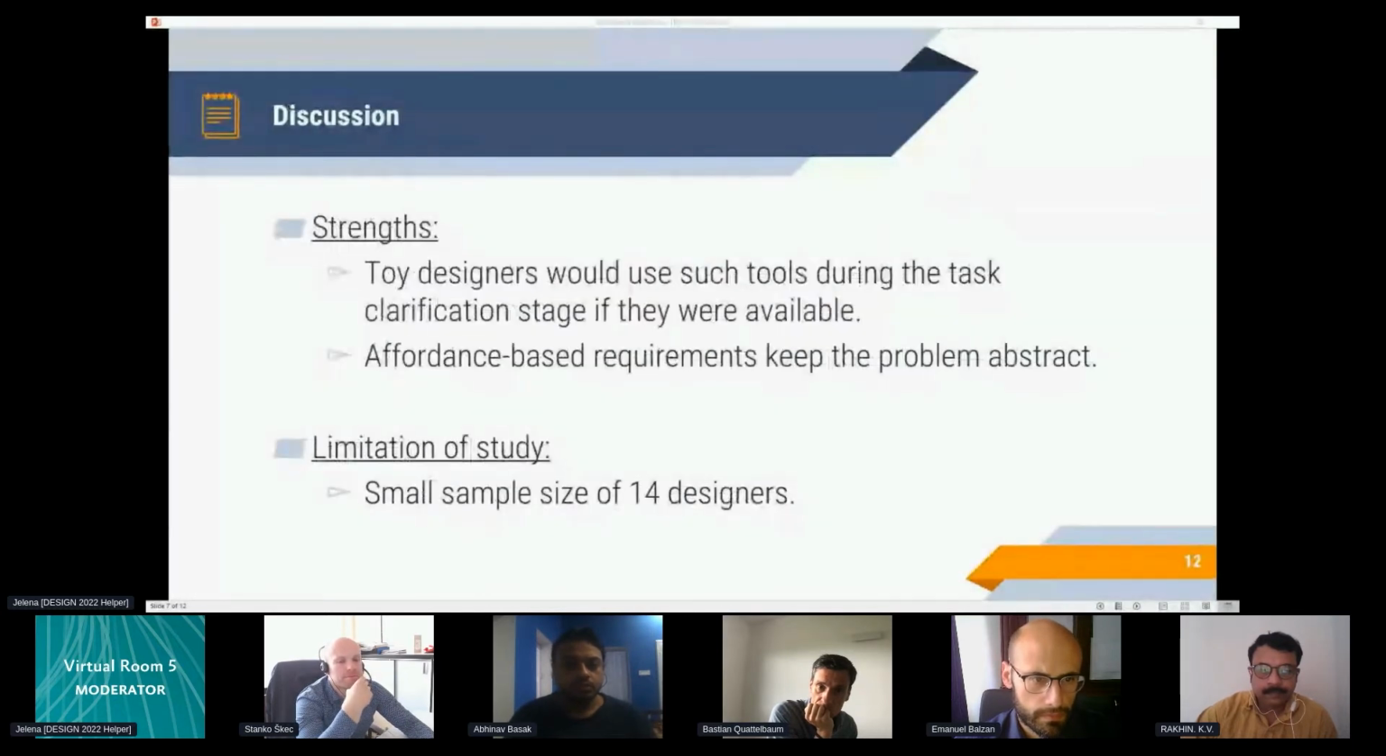One limitation of the study is that only 14 designers participated. However, replies from more experienced designers agreed with those having less experience. Yet, the most significant result was that the designers would be willing to use a design support tool for the task clarification stage, a stage for which up till now they never used any supporting means.